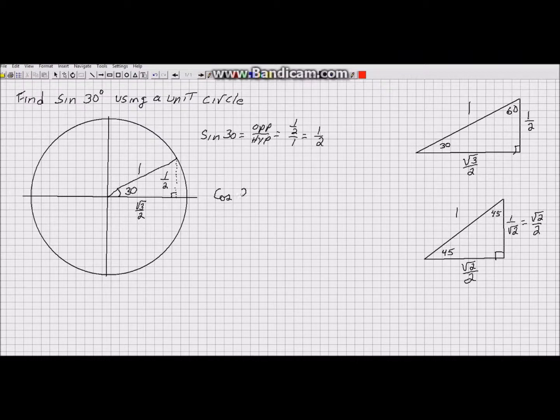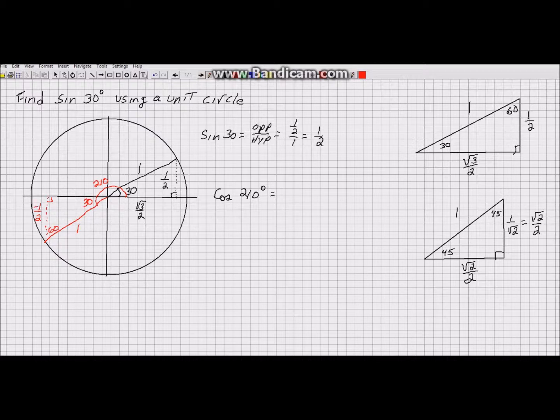In my next example, I'll have the cosine of 210 degrees. Again, I'm going to measure out 210 degrees from the positive x-axis. This I'll do in red. Draw out my radius of 1 unit. Again, I drop a perpendicular always to the x-axis. That means that I have an angle of 30, 60, 90 again in my triangle.